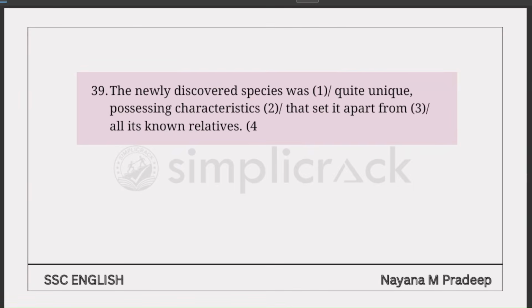39th question. The newly discovered species was quite unique, possessing characteristics that set it apart from all its known relatives. Can you identify the error in the sentence? The subject and verb, everything is correct, but there are small mistakes.